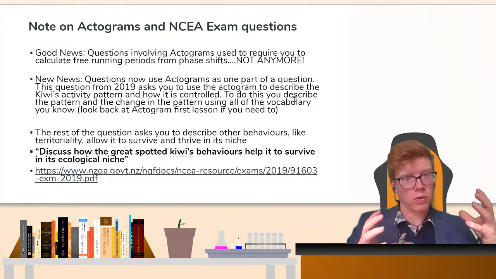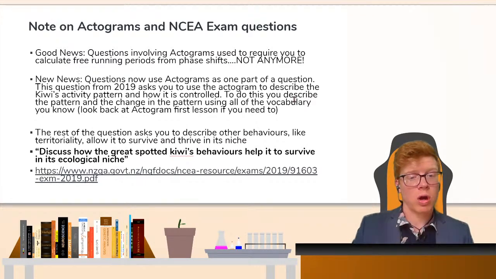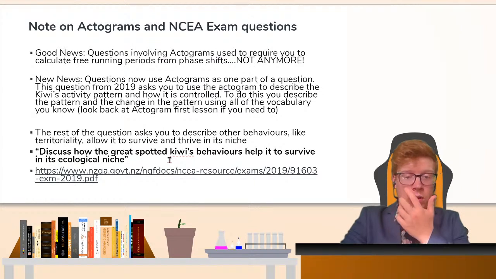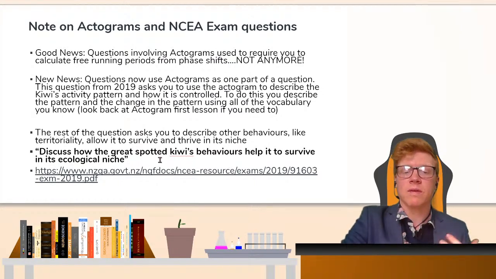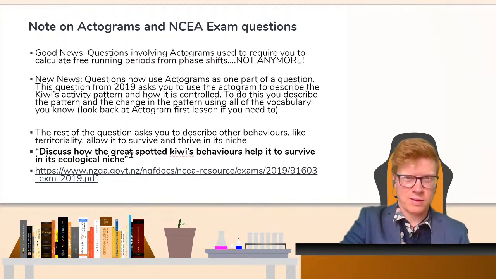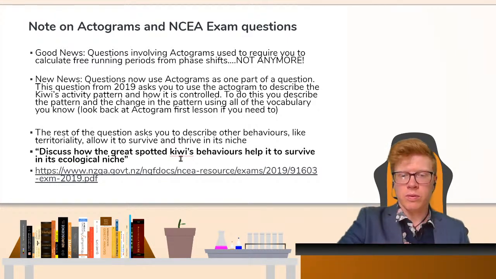There's that point here. Discuss how the great spotted kiwi's behaviors help it to survive in its ecological niche. So you're using that actogram information to support the wider answer, as opposed to it being a question on actograms specifically, removed of context. The link to the question is down there, which you're welcome to use if you'd like to answer it directly as it was presented to the kids last year. All right.